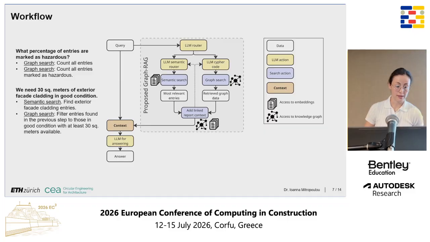If we ask that we need 30 square meters of exterior facade cladding in good condition, this is decomposed into a semantic and a graph search step. The semantic search is find exterior facade cladding entries, and then the graph search filters entries found in the previous step to those in good condition with at least 30 square meters available. So the combination of the information from those two steps is sufficient context for a good answer.